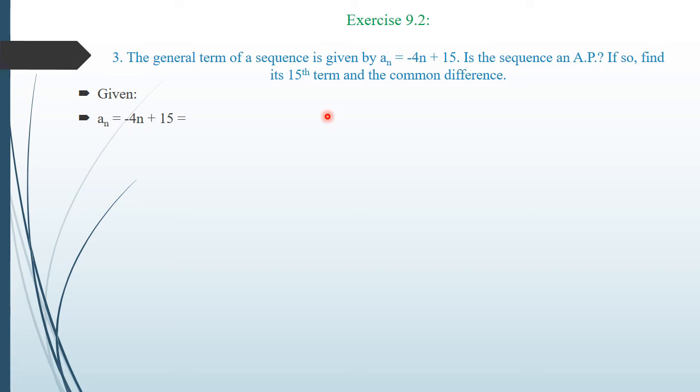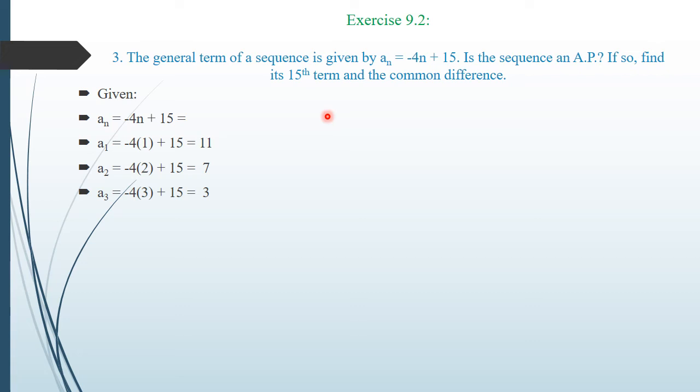Now using this I will first calculate the first three terms of this sequence. a1 is equal to minus 4 into 1 plus 15, which is going to give me minus 4 plus 15, nothing but 11. Similarly, the second term, a2 is equal to minus 4 into 2 plus 15, that is minus 8 plus 15, which is going to give me 7. Similarly, a3 is equal to minus 4 into 3 plus 15. This is going to give me minus 12 plus 15, nothing but 3.